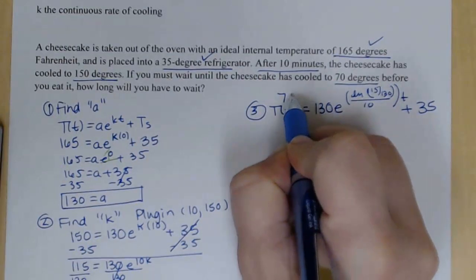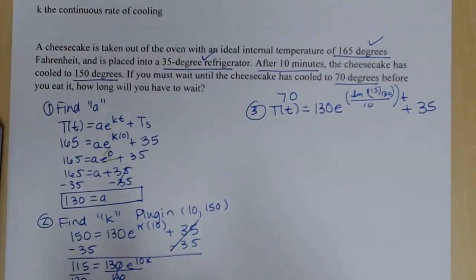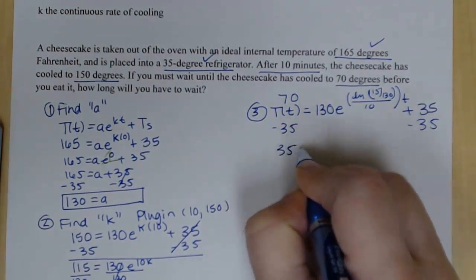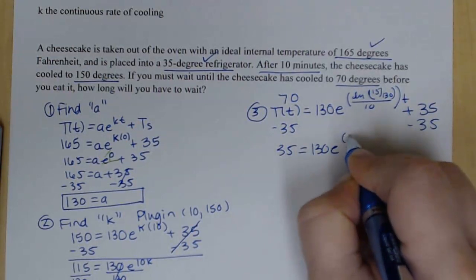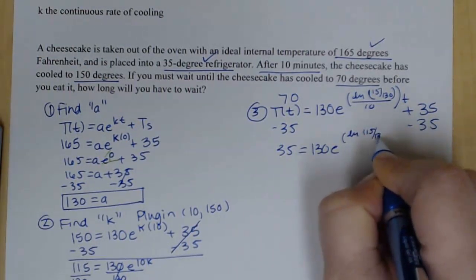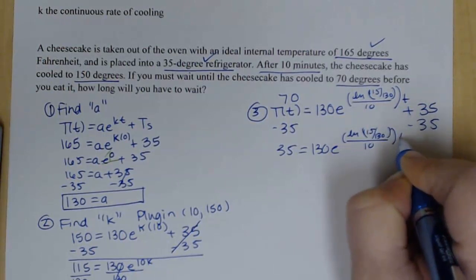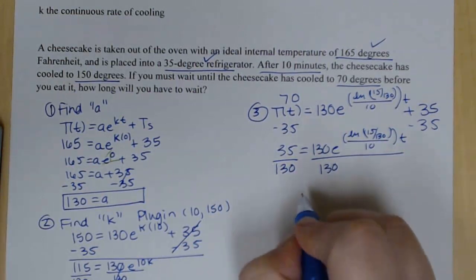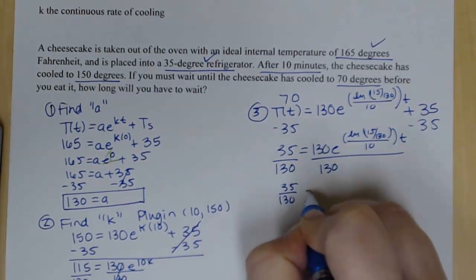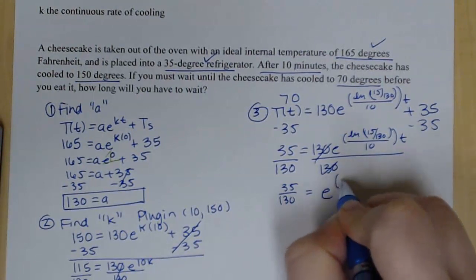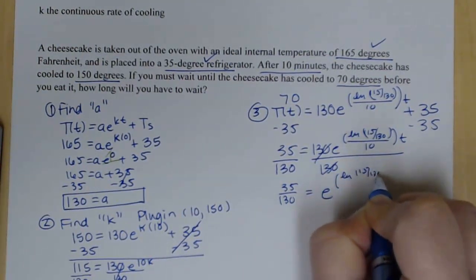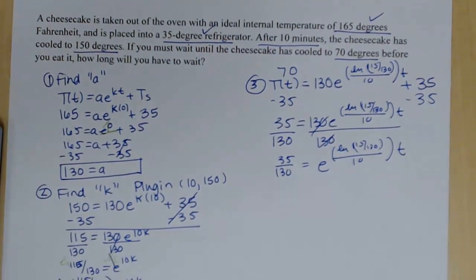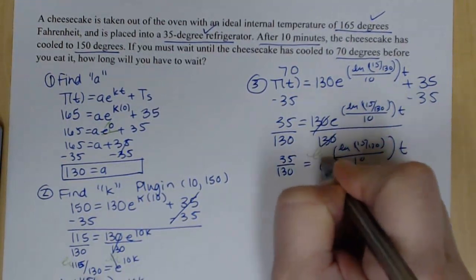So right here, we're going to plug in 70 for our T sub T. So we're going to solve that out. So we'll subtract 35. That gives me 35 equal to 130 e to the ln of 115 over 130 over 10 t, divide by 130. So I get 35 over 130 equal to e to the ln of 115 over 130 over 10 to the t. Same thing as 1, 2, and 3, and what we did over here in step 2 to get rid of this e, I'm going to have to ln both sides.